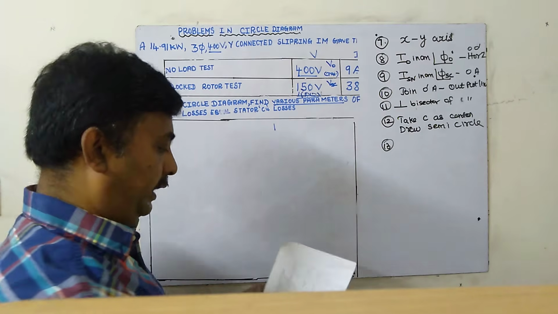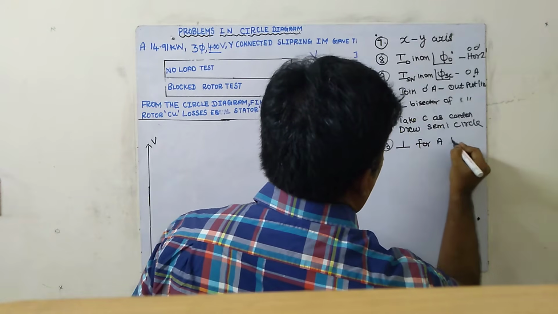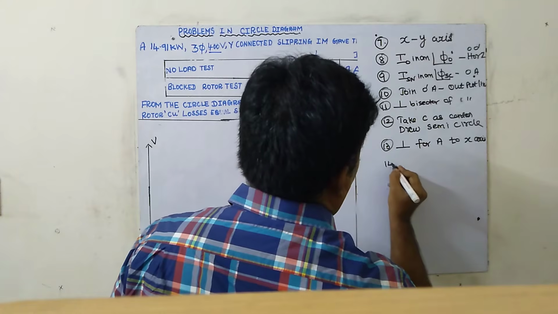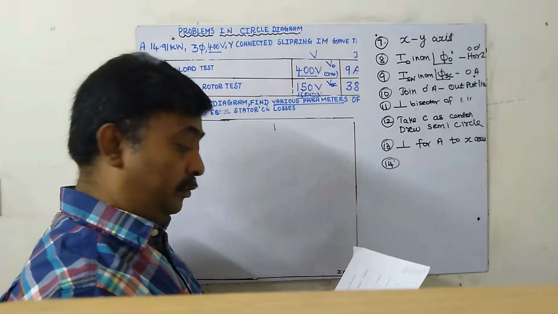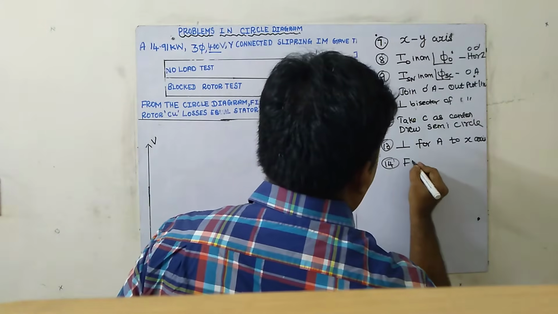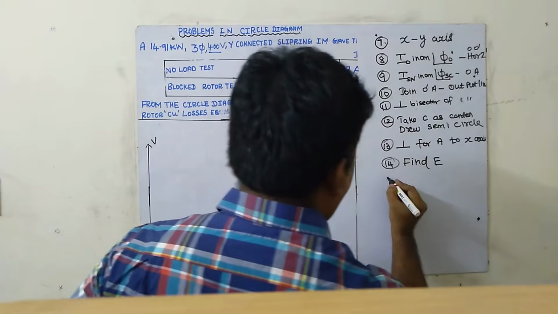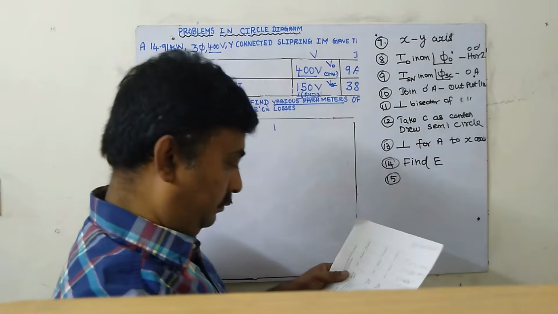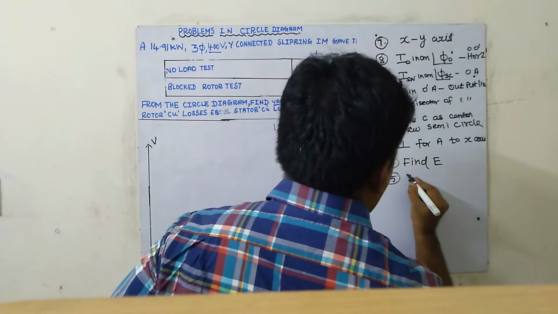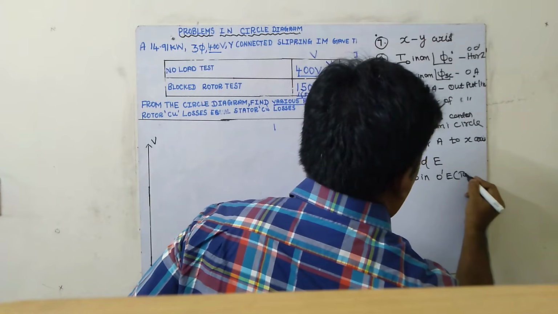Perpendicular from A to D. Draw a perpendicular line from A to the x-axis. Then step 14, what is the value? Find E. And the 15th step is join O dash E. That line is called the torque line.